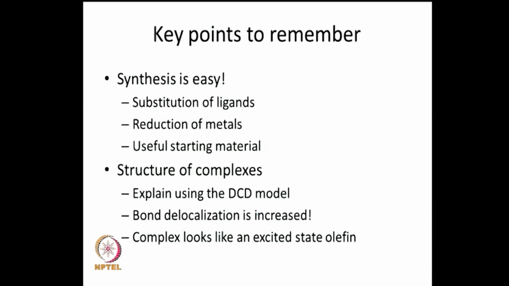readily. You can also have reduction of the metals, and it is convenient to have reduction of the metals from a higher oxidation state in such a fashion that you can have back bonding between the metal and the ligand. Very often the dienes are useful as starting materials, and the structure of the complex can often be explained using the DCD model, the Dewar-Chatt-Duncanson model. So, the complex often looks like the excited state olefin, and that is what we have shown in the bond distances. So, this concludes our talk on the diene metal complexes.